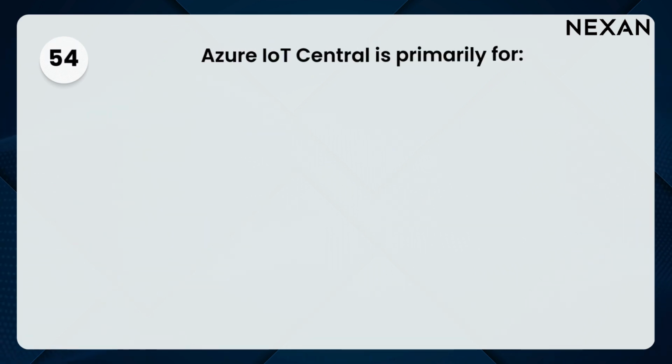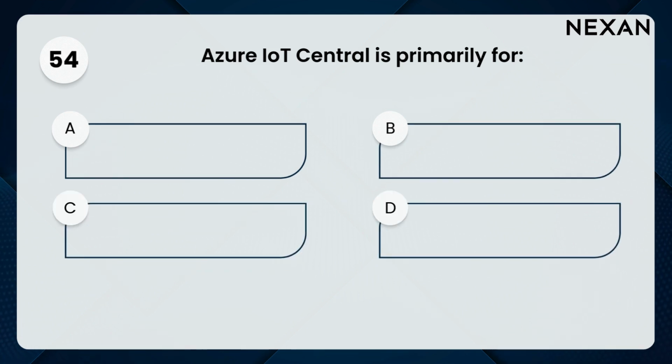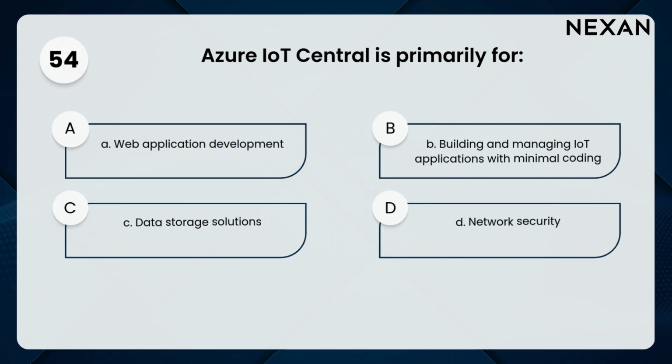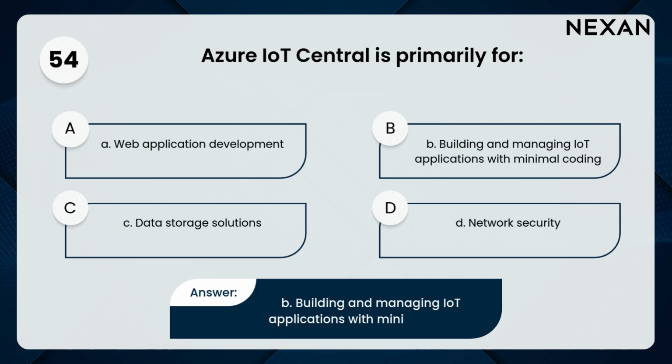54. Azure Redis Cache is primarily for: A. Web hosting, B. Enhancing application performance through caching, C. Data storage and management, D. Network security. Answer: B. Enhancing application performance through caching.